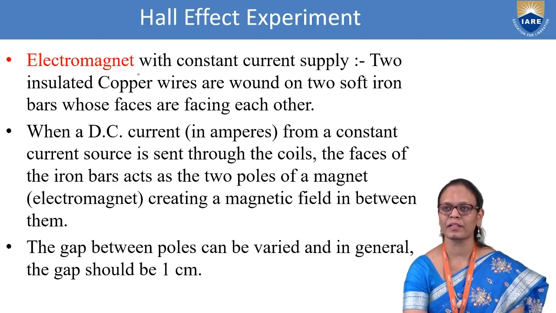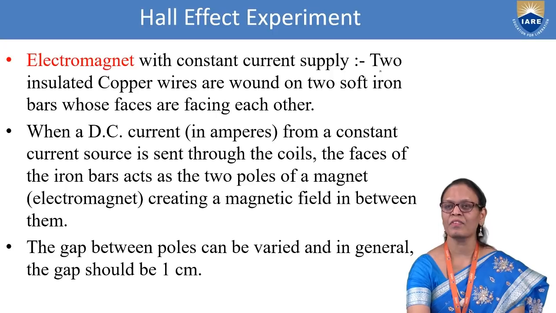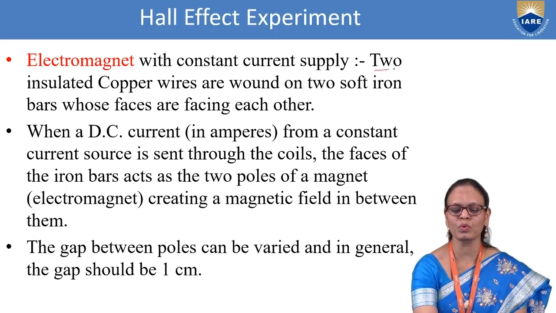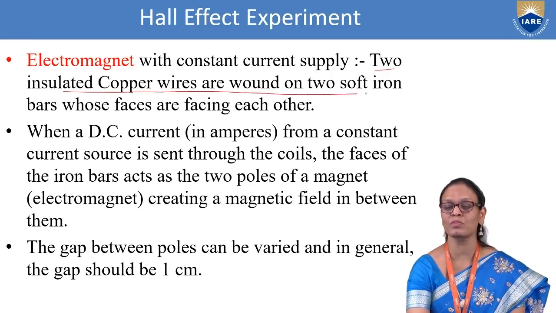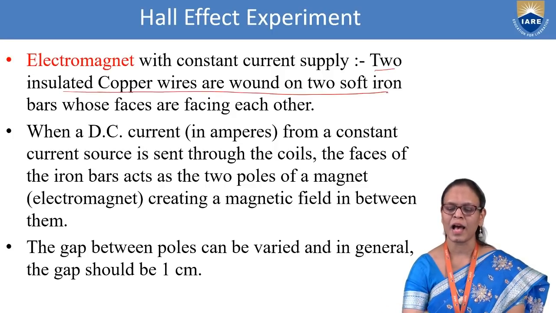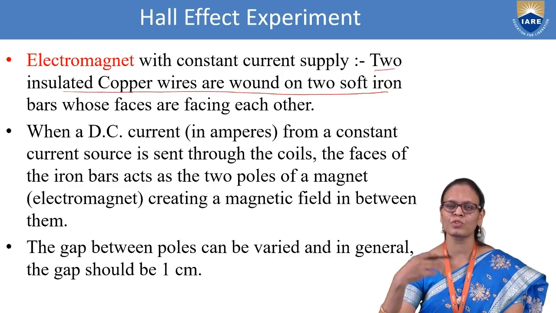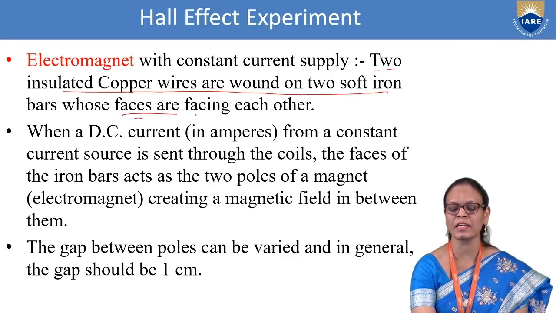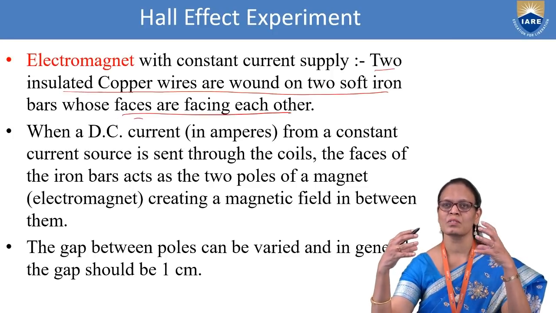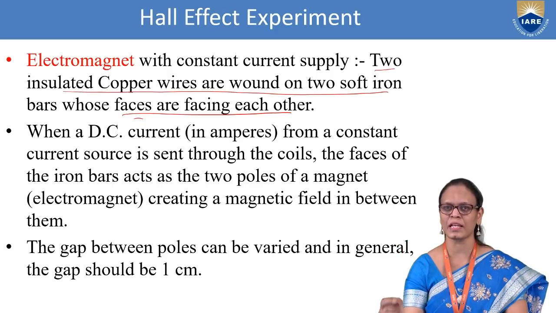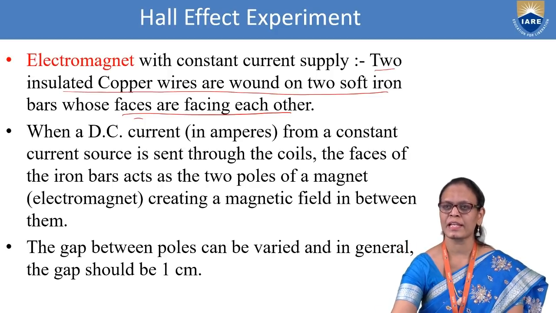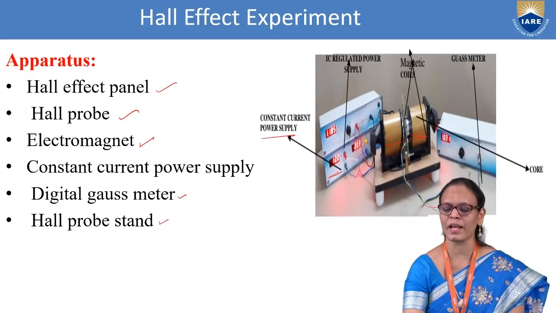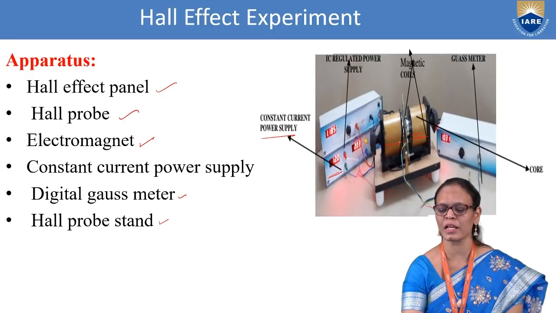Now the electromagnet. What we have in an electromagnet? We have two insulated copper wires wound on soft iron bars. As I have shown you in the figure, we have two soft iron bars on which we have two copper wires which are wound, and these two bars are facing each other. We can see it again. So this is one iron bar and this is the other iron bar. This is facing the other here.